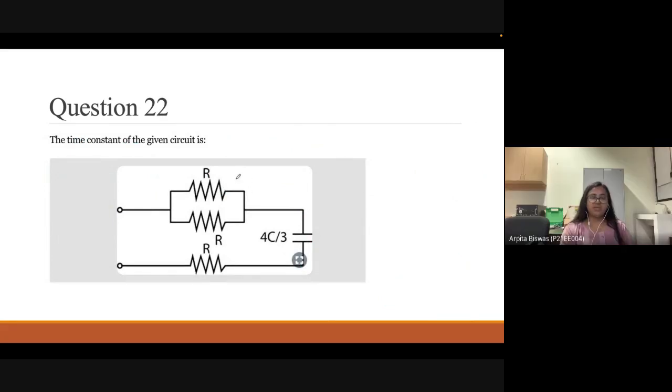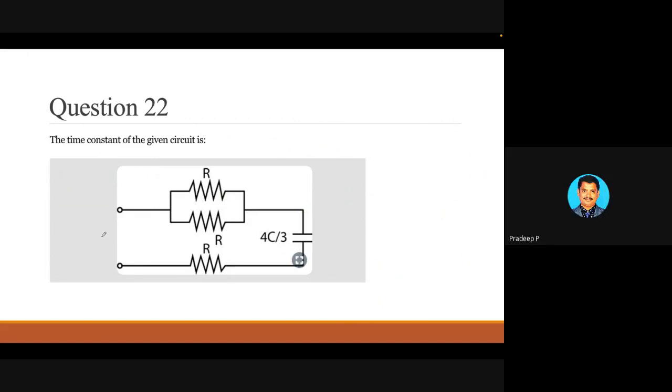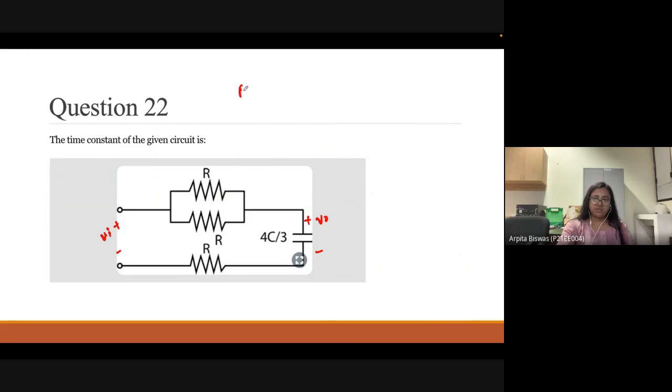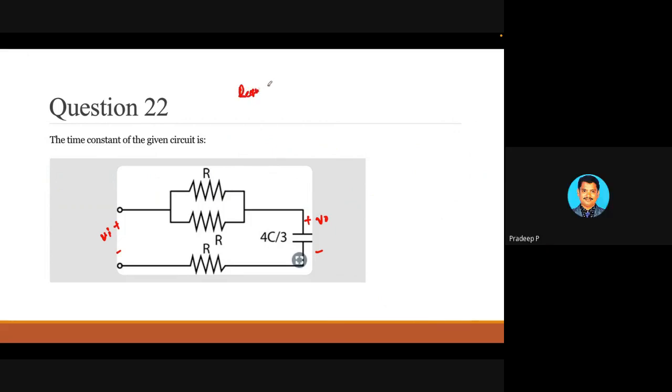So we have to find out the time constant of the given circuit. The circuit is given, so you can take R by 2 plus R by 2, parallel with R, multiplied by 4C by 3. Okay, let's start. We have to find out the R equivalent. Madam, answer is 12 RC. Okay, let's see.